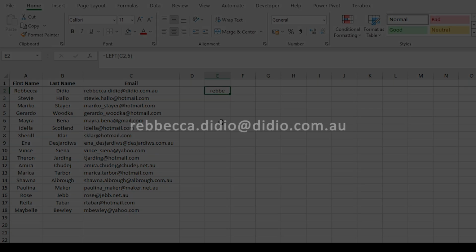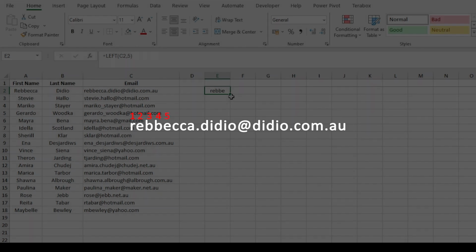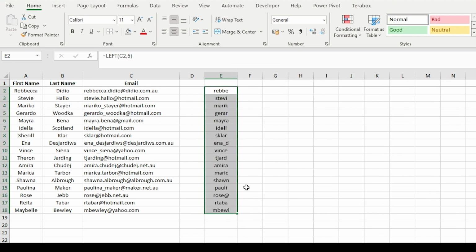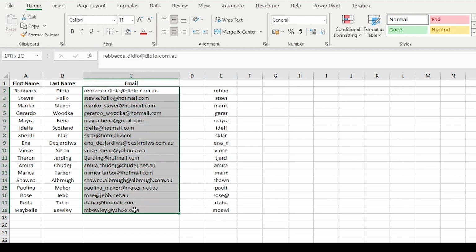Now, if we look closely, we can clearly see that these are the 5 characters that are at the very beginning of this email address. If we drag this same formula down to the very bottom, we will get the result for the rest of the cells. In each and every result, the function will only extract the first 5 characters, or the leftmost 5 characters, of this email address.